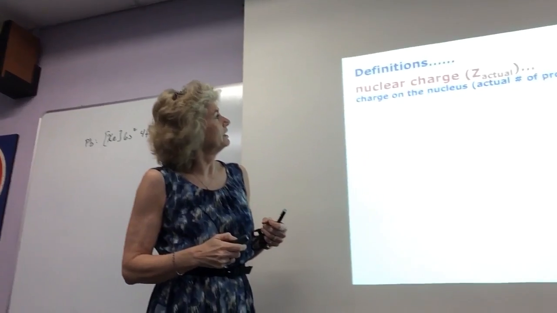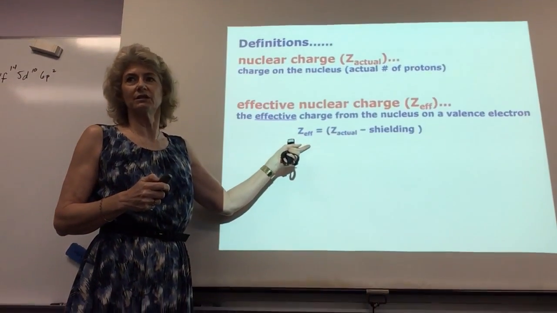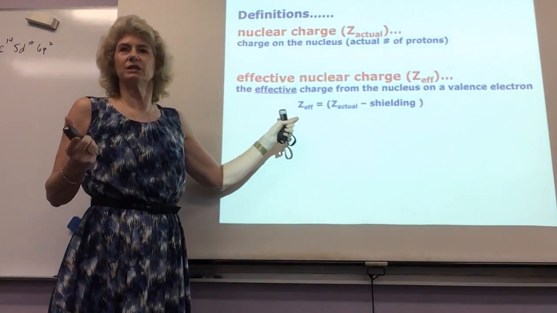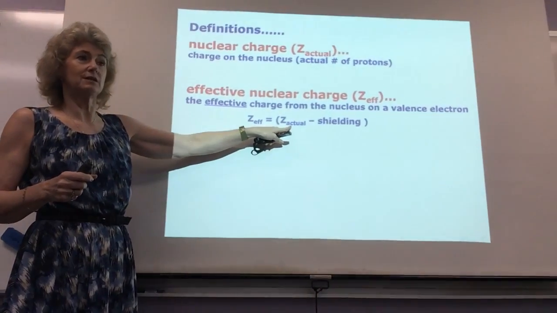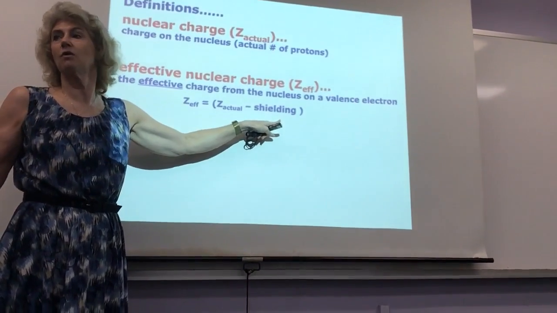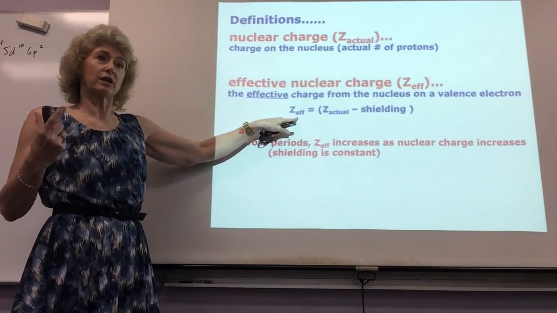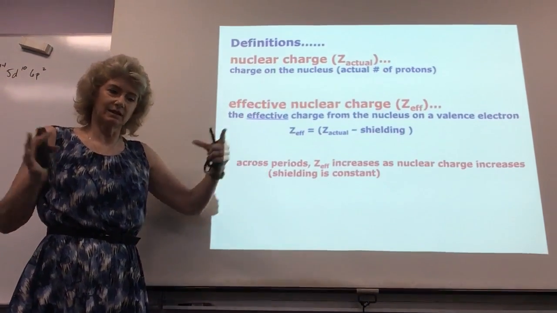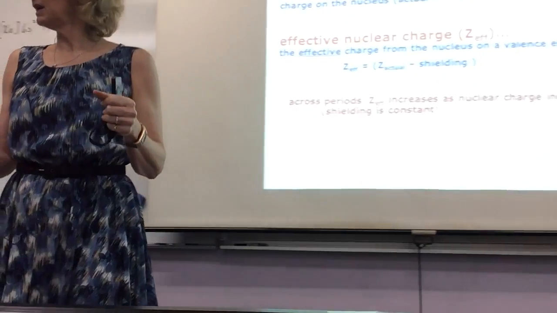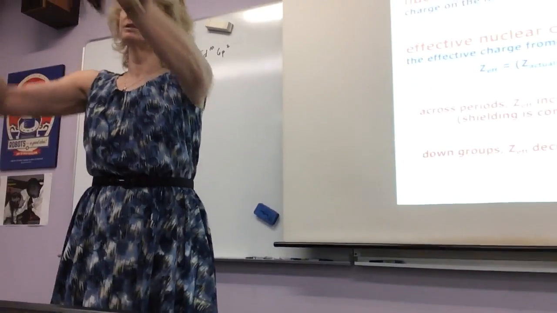So nuclear charge is just Z, and for the effective nuclear charge, all we have to do is subtract those shielding electrons, and that'll give us this somewhat diminished nuclear charge. You just take the actual Z, which is the atomic number, and subtract all the shielding electrons, the non-valence, core electrons. And that gives you an idea of how big the actual attractive force to the nucleus is. If it gets bigger, the electrons get drawn in tighter. As you move across the period, Z effective increases, and shielding is constant. When you go down the group, Z effective decreases because you just have more shells in the way.